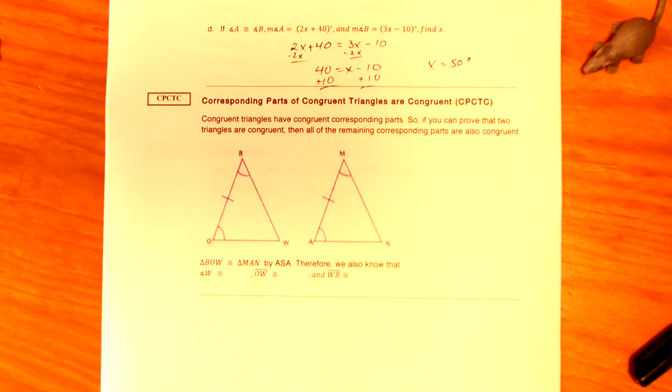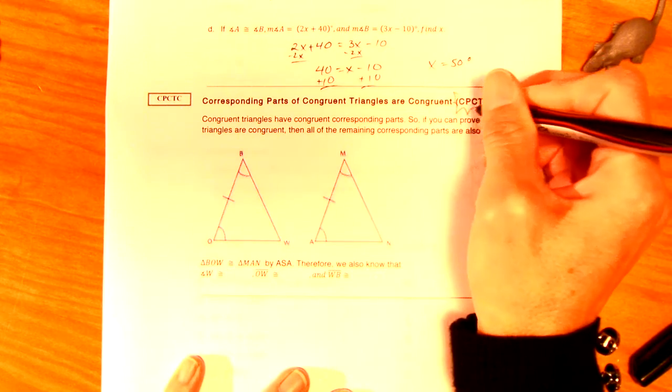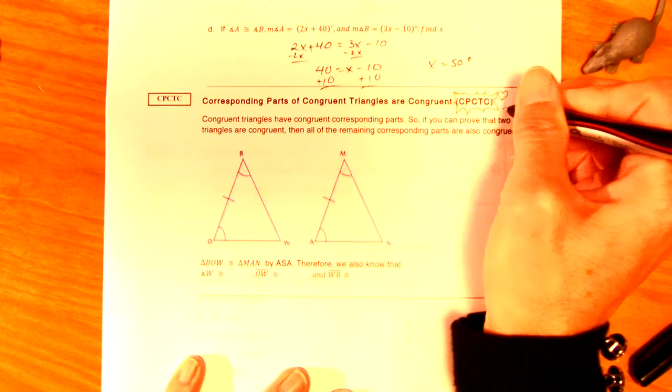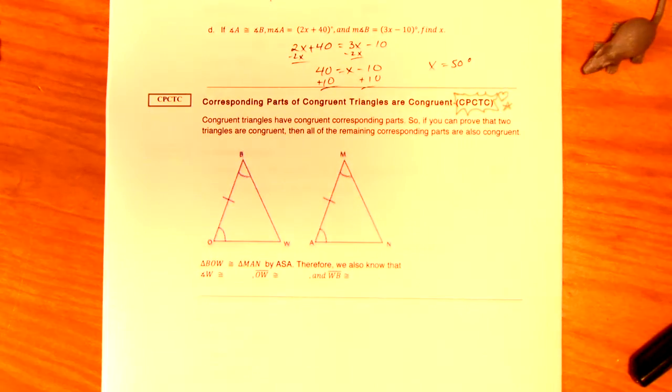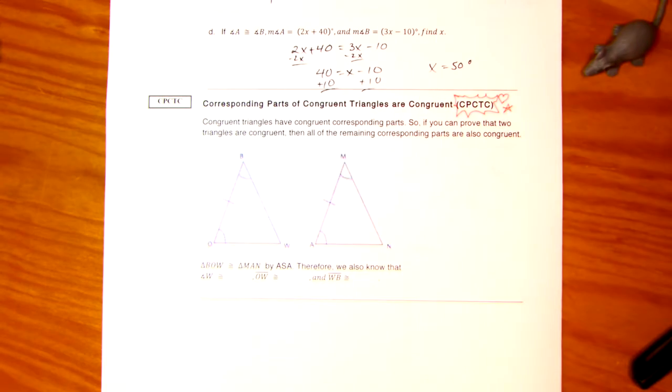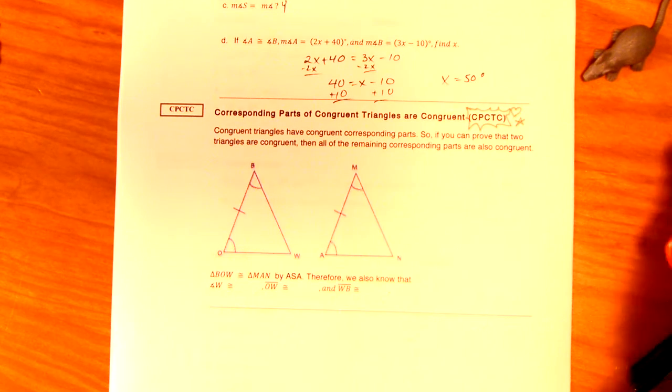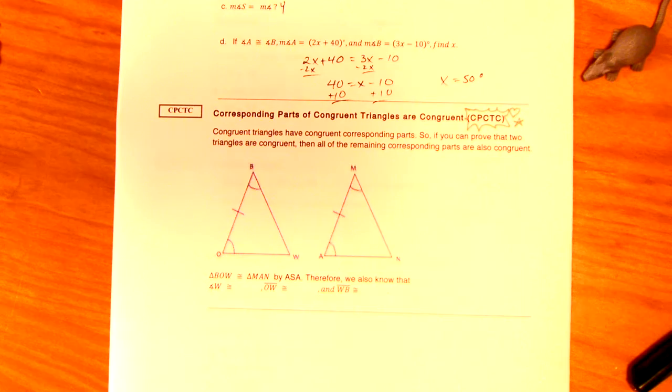Okay, here we go. CPCTC. We're going to decorate this. Maybe put a heart, star, however you want to decorate it. All right, it's not looking like a red pen, maybe that's too bright. Okay, so that's my red pen. Here we go.